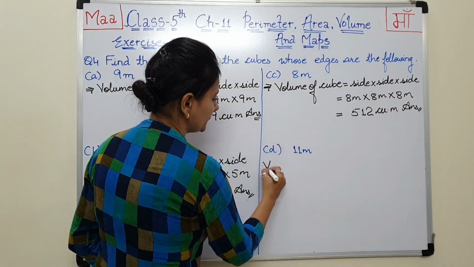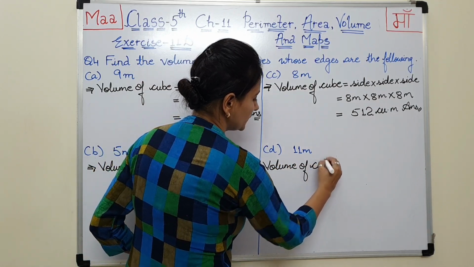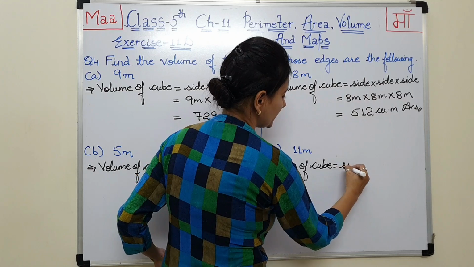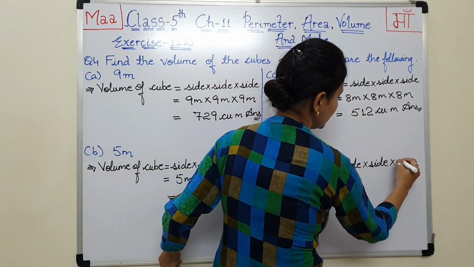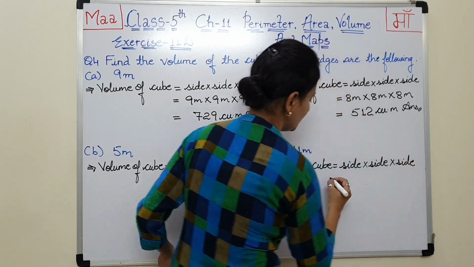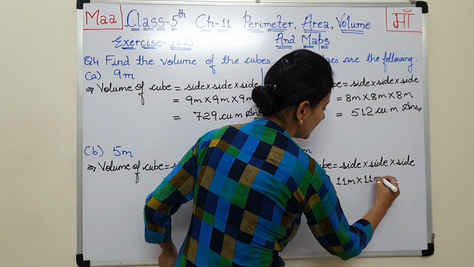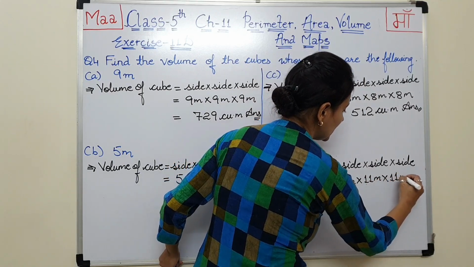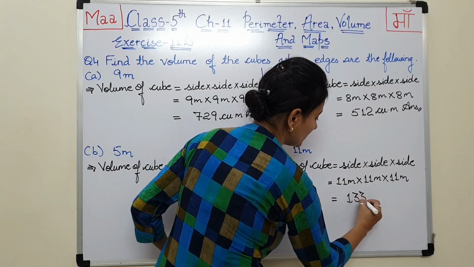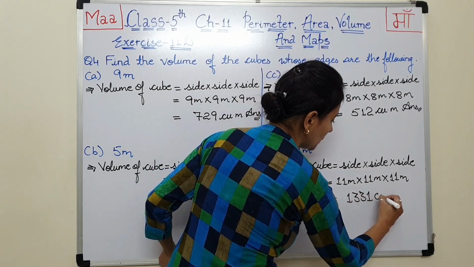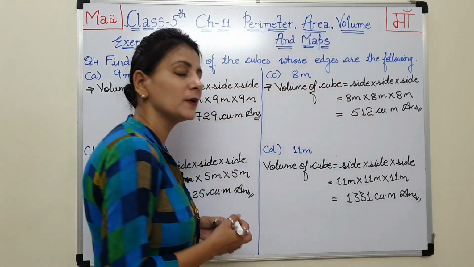Then last part, volume of cube. Again side into side into side, and the value which is given in D part is 11 meter. So 11 meter will be multiplied by 11 meter and again by 11 meter. So 11 into 11 is 121 and 121 into 11 is equals to 1331. So 1331 cubic meter is the answer of D part.